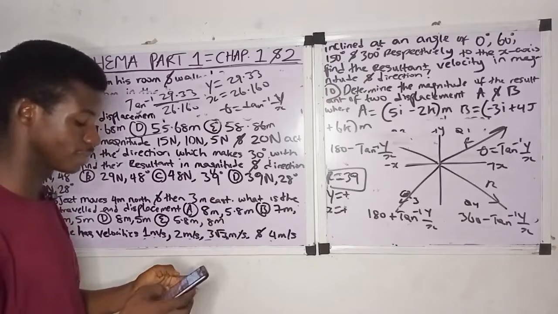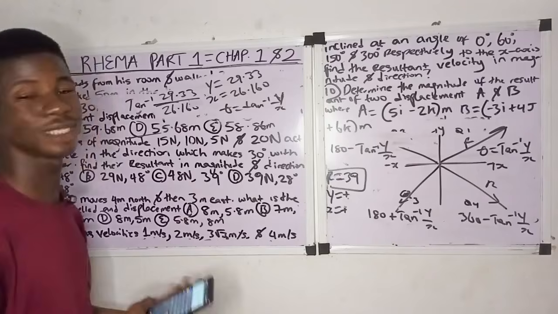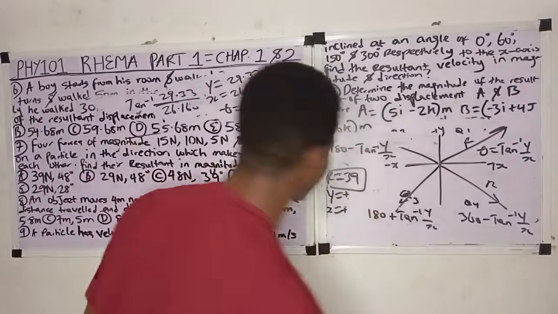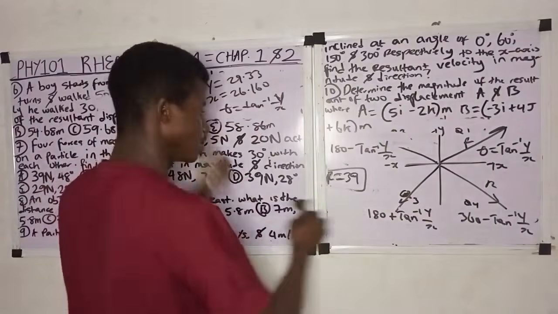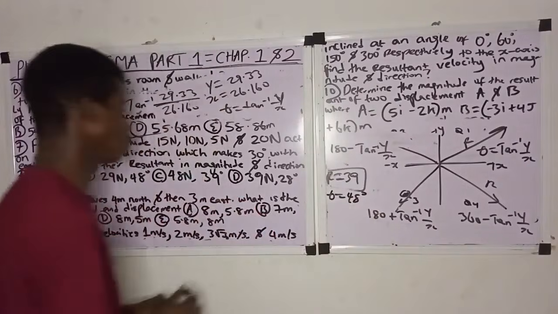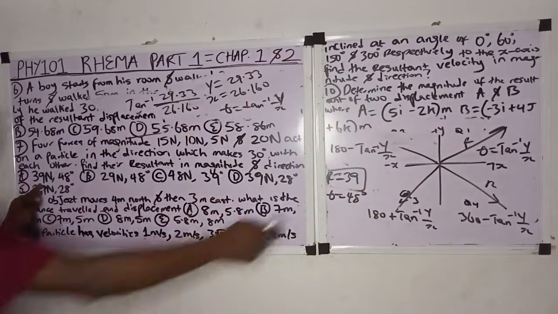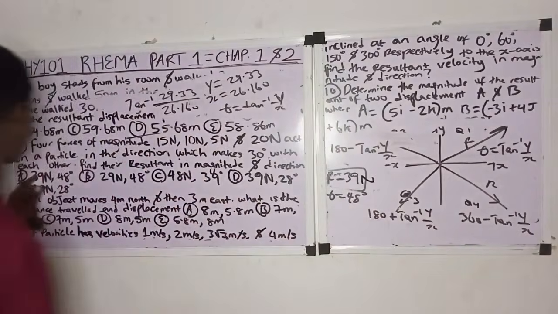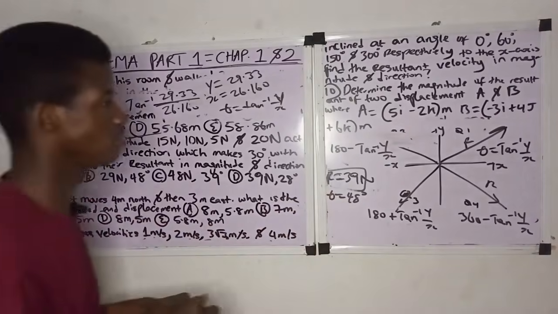So then take 1.121, so take the inverse tan of 1.121. So we get 48. So the angle of the resultant is what? Our direction of the resultant is 48 degrees. So let's look. Okay, so our answer will be A, 39 Newton and 48 degrees. So the answer is A. It's very easy, okay?